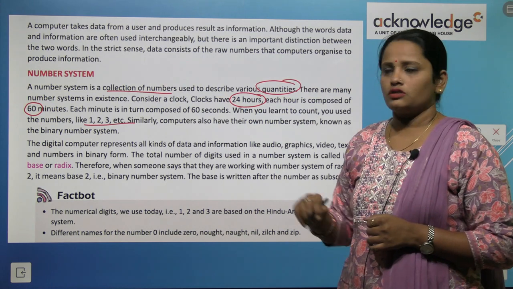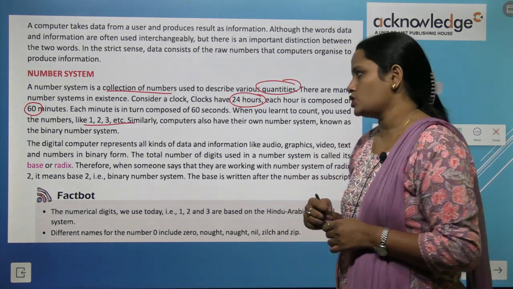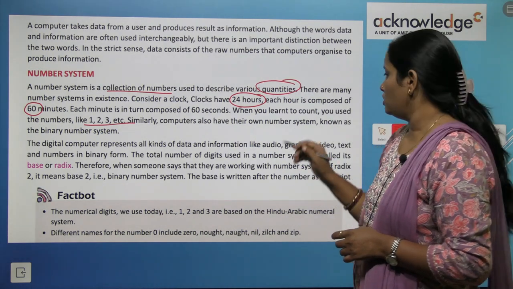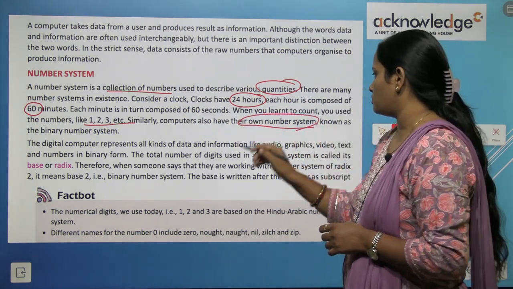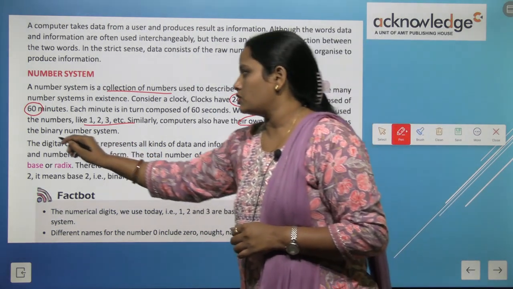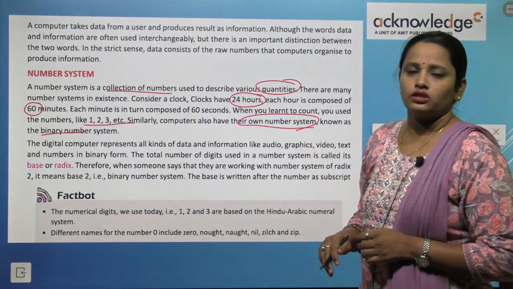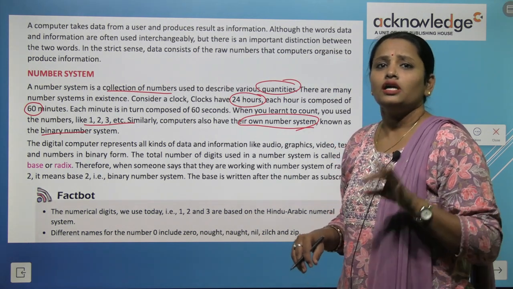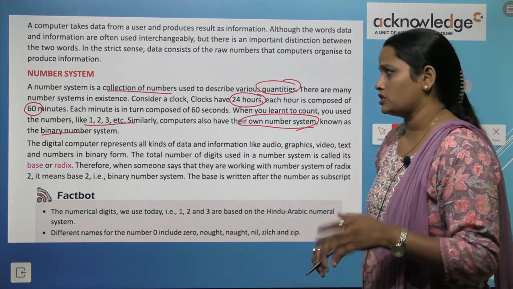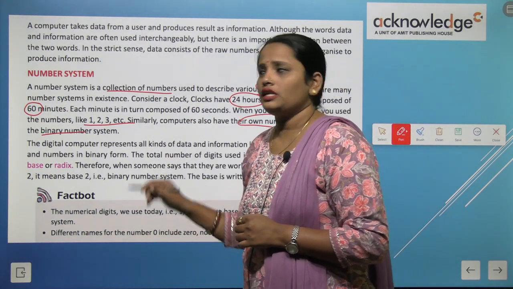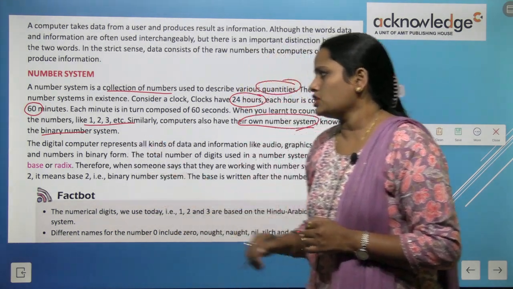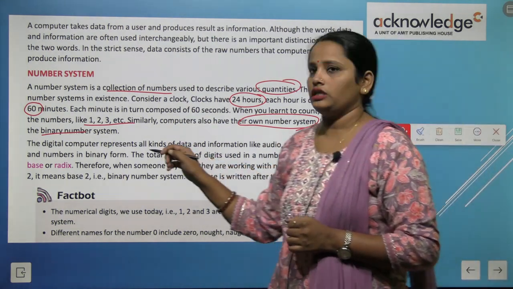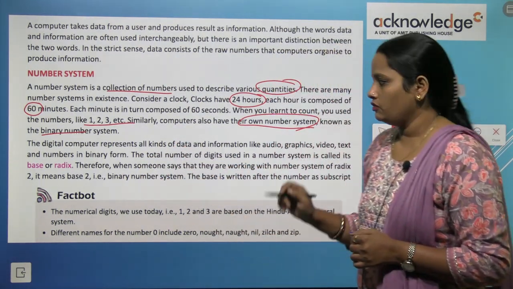We know the numbers from 1, 2, 3 and so on. Similarly, the computer also has its own number system, known as the binary number system. As I told you, the computer does not use the numbers that we use. It has its own number system and that is called the binary number system. The digital computer represents all kinds of data and information like audio, graphics, video, text and numbers in binary form.